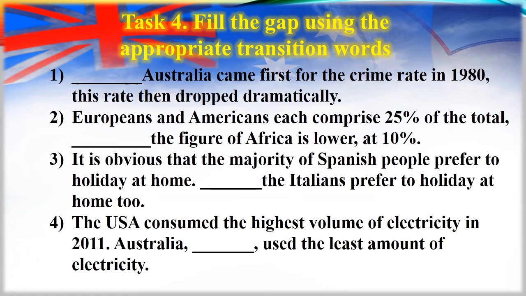Task 4. Fill the gap using the appropriate transition words. 1. Australia came first for the crime rate in 1980. This rate then dropped dramatically. 2. Europeans and Americans each comprise 25% of the total. The figure of Africa is lower, at 10%. 3. It is obvious that the majority of Spanish people prefer to holiday at home. The Italians prefer to holiday at home too. 4. The USA consumed the highest volume of electricity in 2011. Australia used the least amount of electricity.